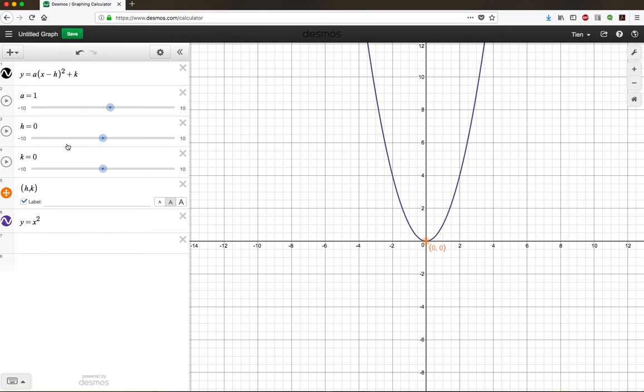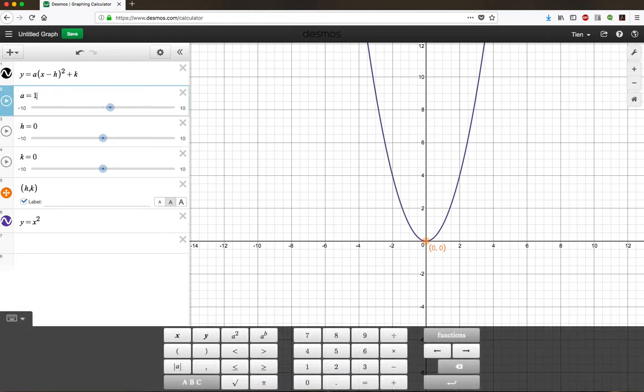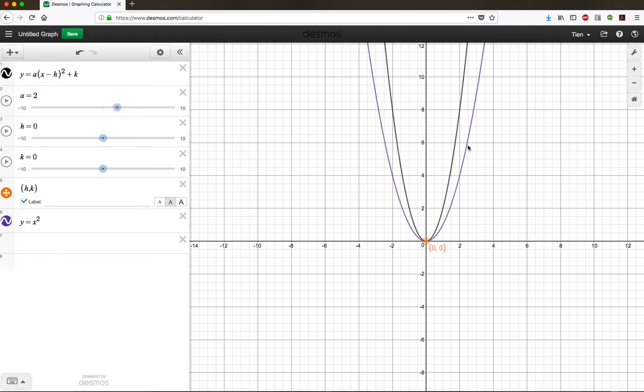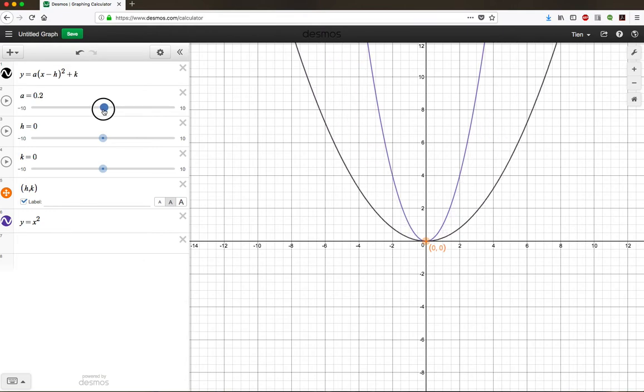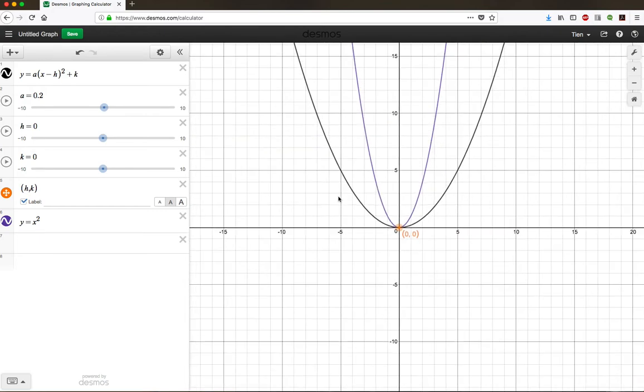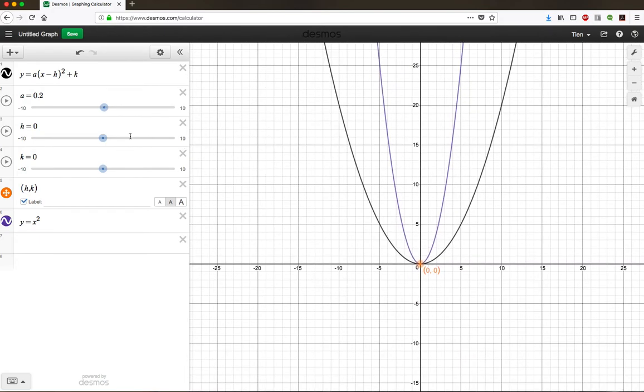And so finally, what does changing a do? Well, right now, a is 1, so what I'm getting is x squared. If I multiply x squared by 2, what's happening is everything's getting doubled, so everything's getting stretched up twice as far. So any height here now goes up twice from where it was. And the more I stretch it, the thinner it gets because it's being pulled upwards. I can flatten it by multiplying by values less than 1. For example, if this is 0.2, then everything's shrunk down by a fifth, and I've flattened out my parabola here.